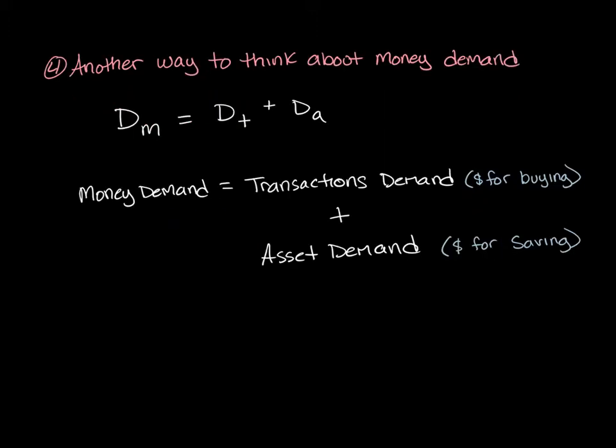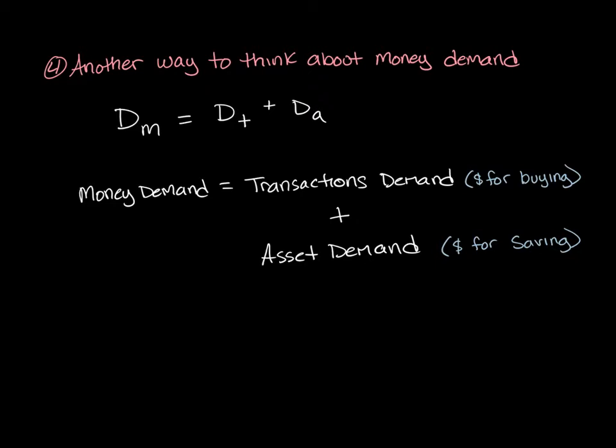Okay, so the way that the older textbooks tended to do this, and I've seen it tested this way or asked this way on the AP exam, is they'll tend to frame the demand for money, which we're going to call DM here, in terms of a super simple equation. The equation is DM equals DT plus DA. And in this scenario, DT is transactions demand for money.